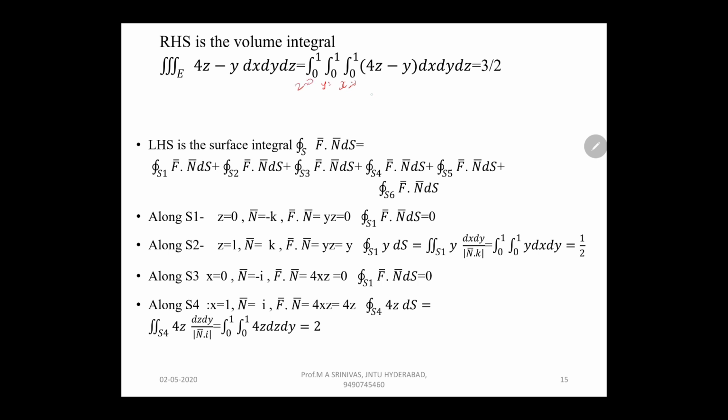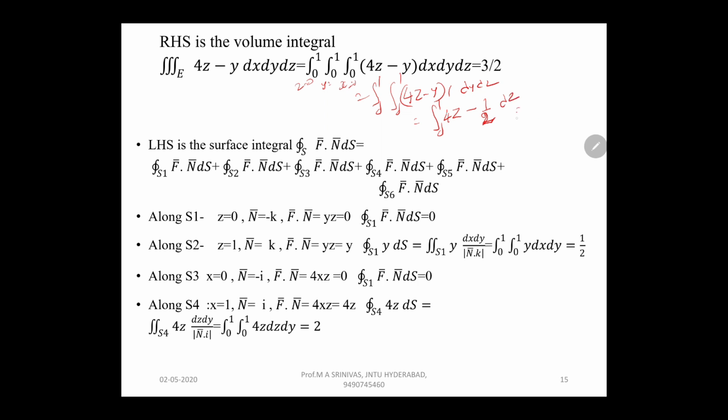So first integrate with respect to x. You will get limits 0 to 1, 0 to 1. There is no x here, so 4z minus y is constant into x. If I substitute the limits, that is 1. Next, dy dz. If I integrate with respect to y next, the integral of 4z is 4z into y. After substituting y, I'll get 1 minus the integral of y, which is y square by 2. After substituting the limits, I'll get 1 by 2, dz.